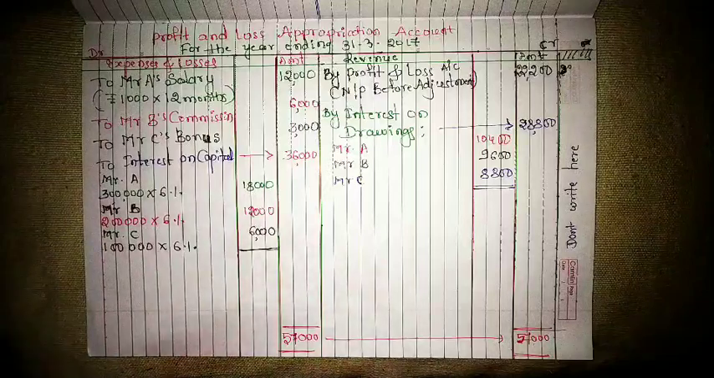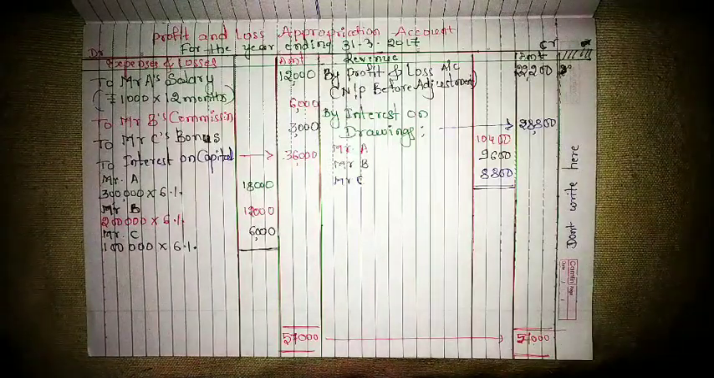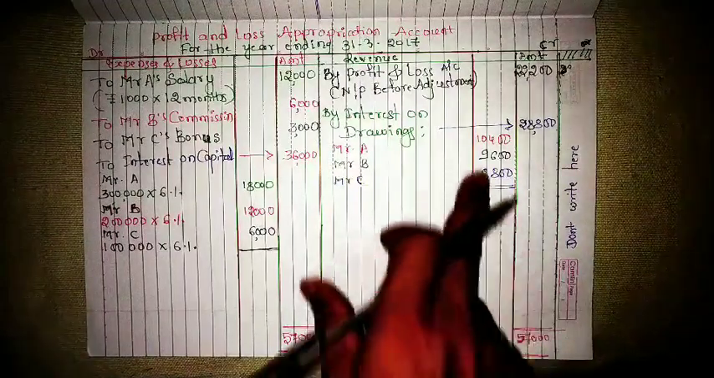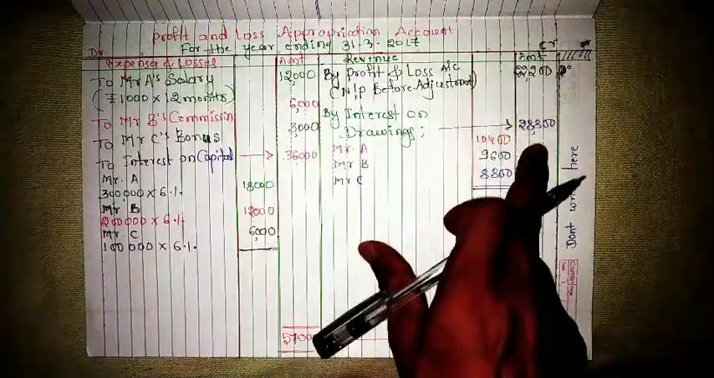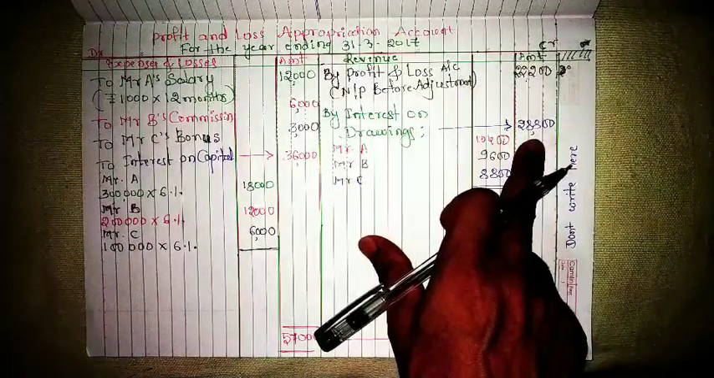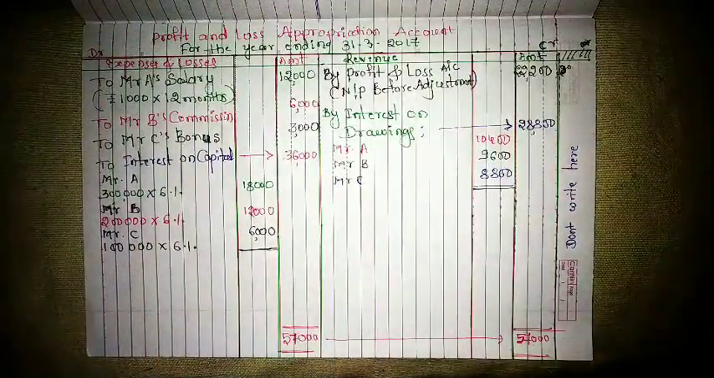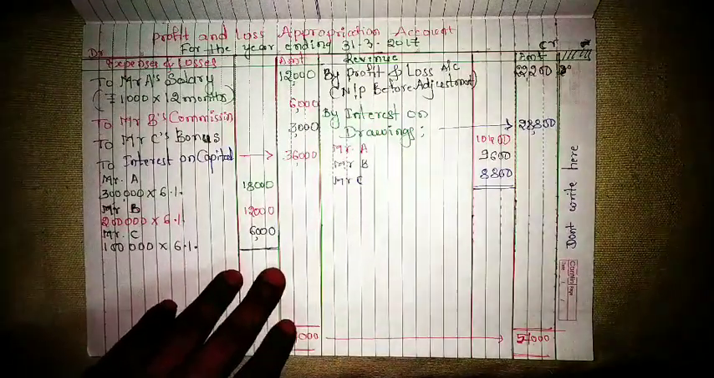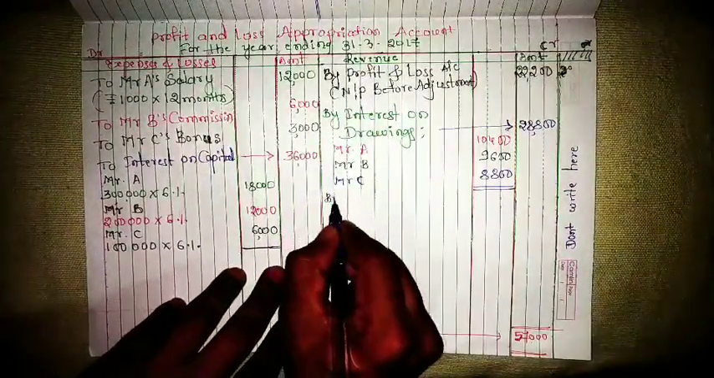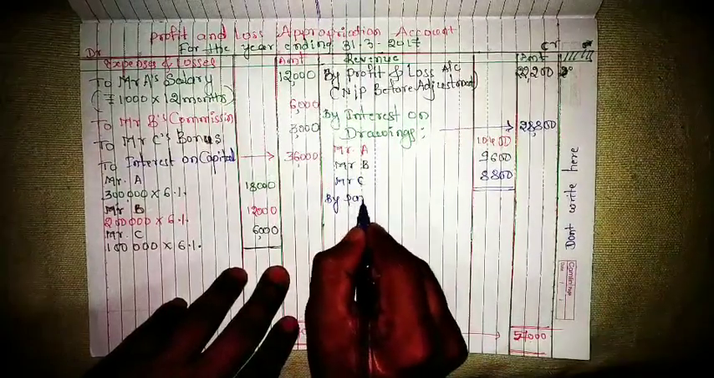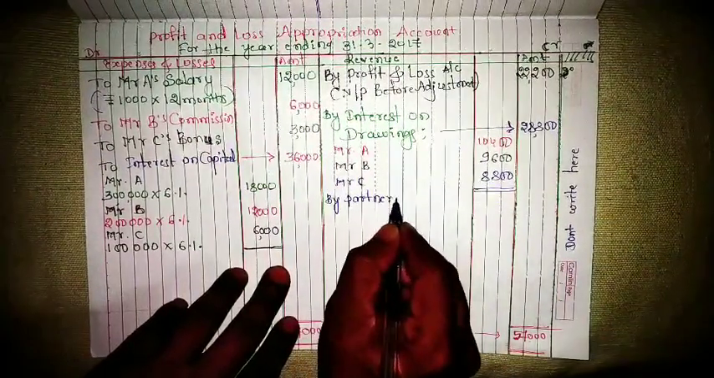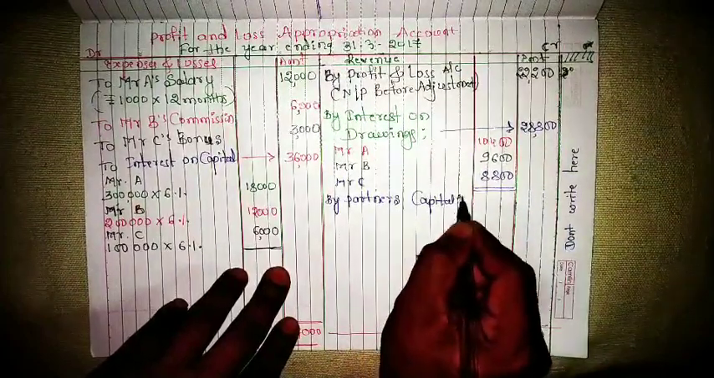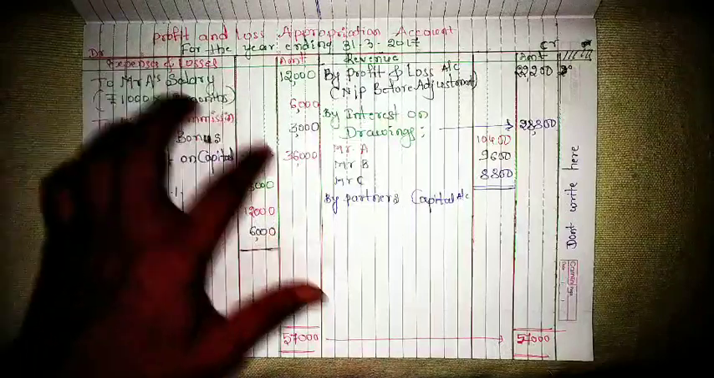Ready? Take the calculator. 57,000 minus 22,200 minus 28,800. The answer in the calculator is 6,000. 6,000 is a loss. Now you write here by partners capital account. Because debit side is more, it is a loss.